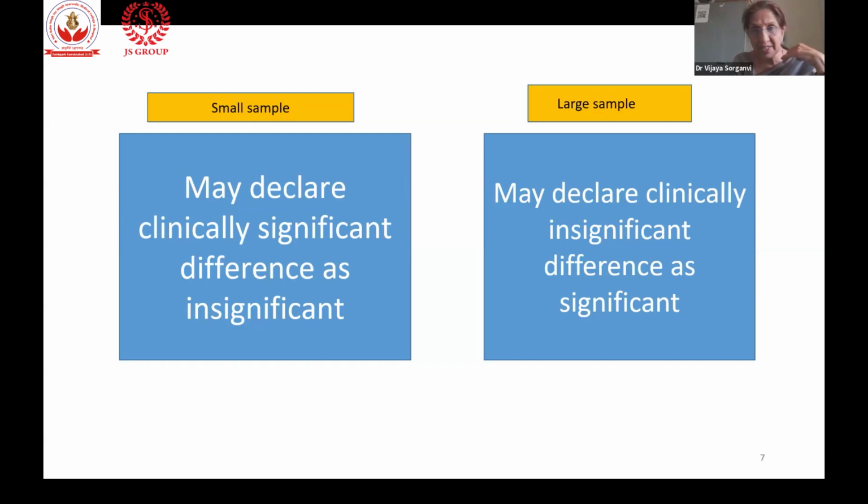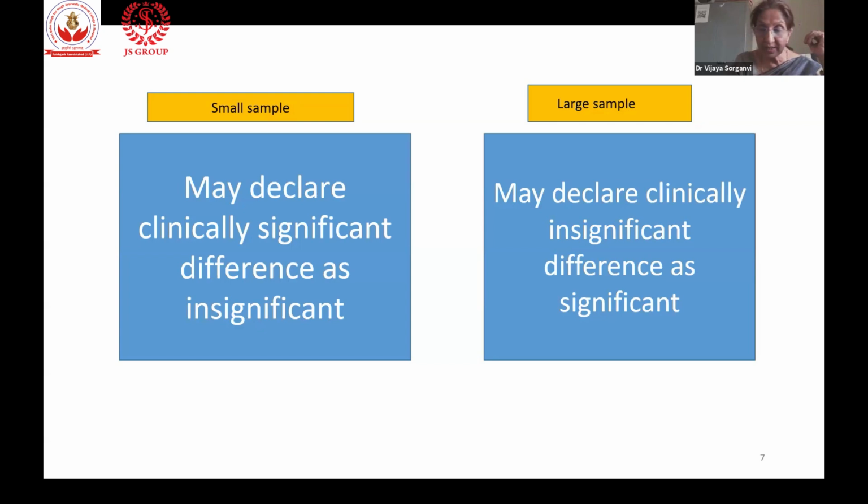On the other hand, if we include a large sample, then we may declare a clinically insignificant difference as highly significant. Because actually when we see the results, we observe the difference is very small between two groups, like 2 or 3. But when we apply a statistical test, we get a highly significant difference with confidence level 99%, P equal to 0.000 or 0.001, because of the large sample. So when we take a very small sample or a very, very large sample, there is a chance of drawing a wrong conclusion.